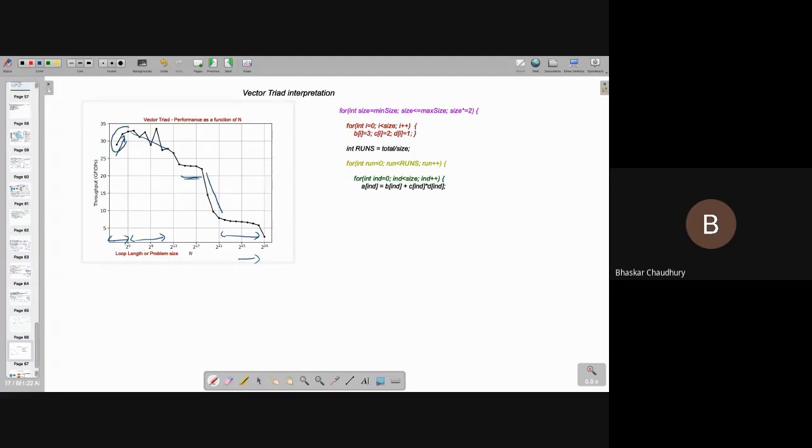Now, what will be a possible explanation for this part? Can someone tell me? Because ideally, when the loop length is small, I should have started like this. If the overall trend is downwards, I should have got a downward trend, something like this. Why is it low and then goes up? Before we go there, let's once again revisit our code.